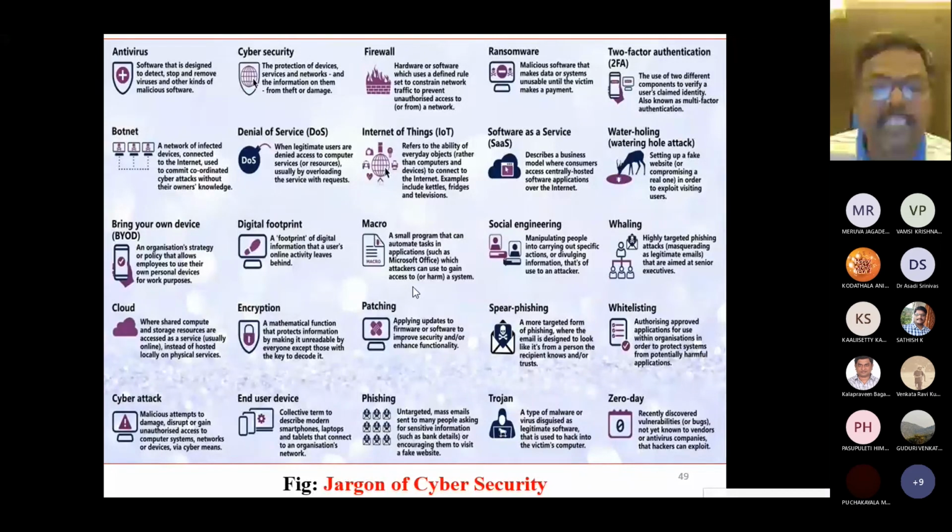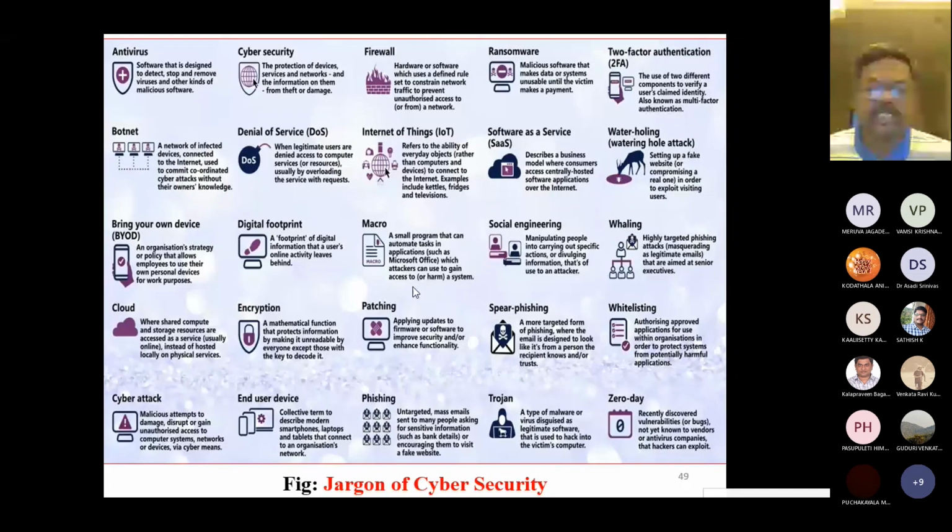Patching. Patching is nothing but applying updates to firmware or software to improve security or enhance functionality. Then spear phishing, a more targeted form of phishing where the email is designed to look like it's from a person the recipient knows or trusts. Then whitelisting. What is meant by whitelisting? Authorizing approved applications for use within organizations in order to protect systems from potentially harmful applications.